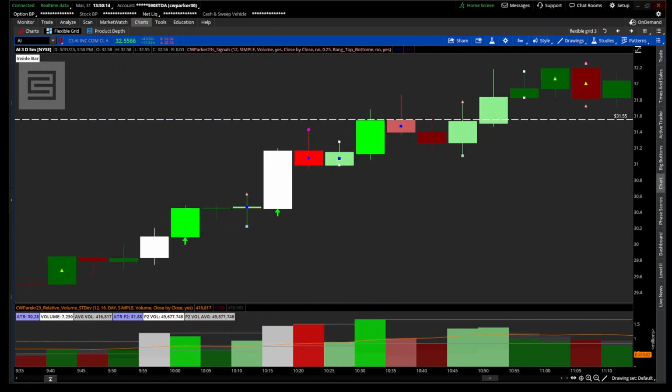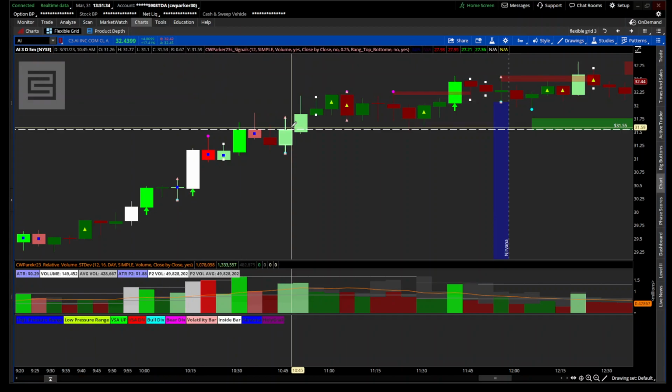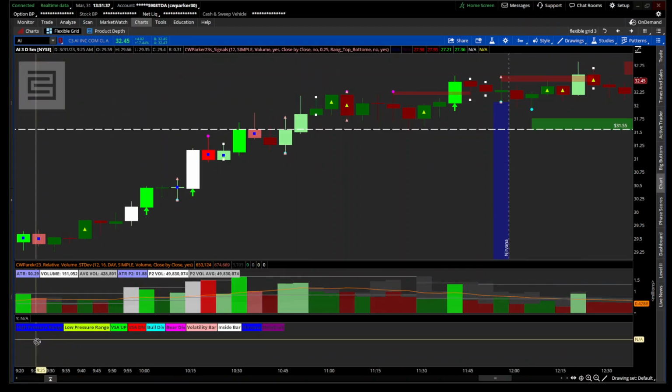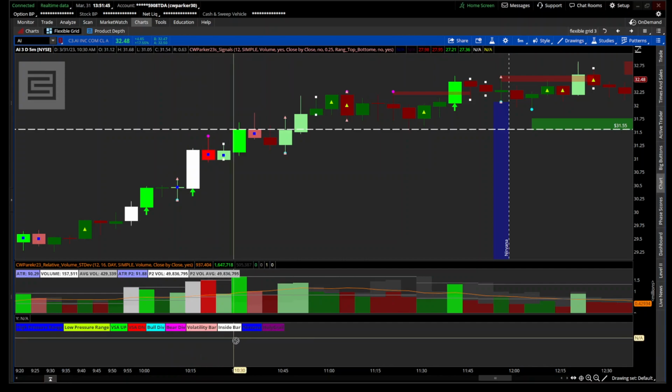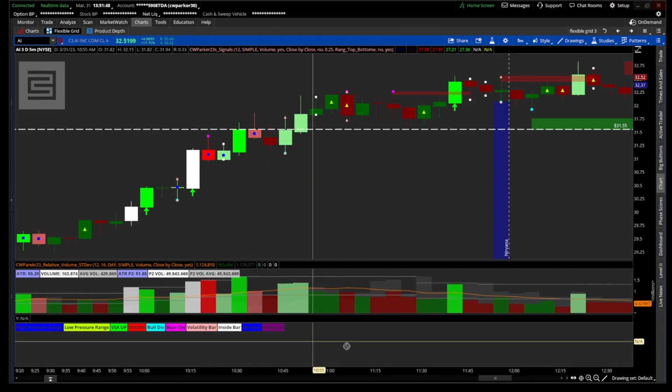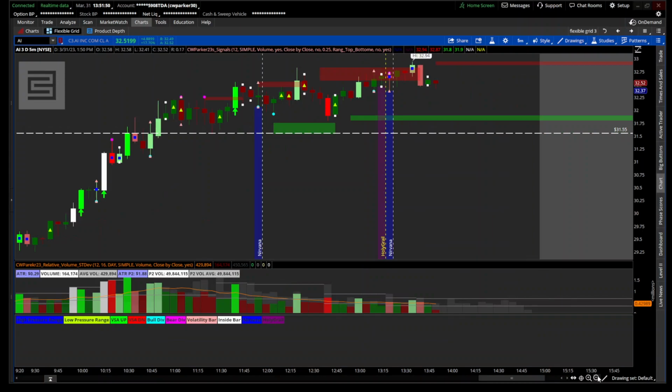All the labels in this indicator are right down here. You can see high pressure range, low pressure range, VSA up, VSA down, bull divergence, bear divergence, volatility bar, inside bar, Nirvana, and Holy Grail. So you can see everything pretty much right there. Here's your Holy Grail, Nirvana.